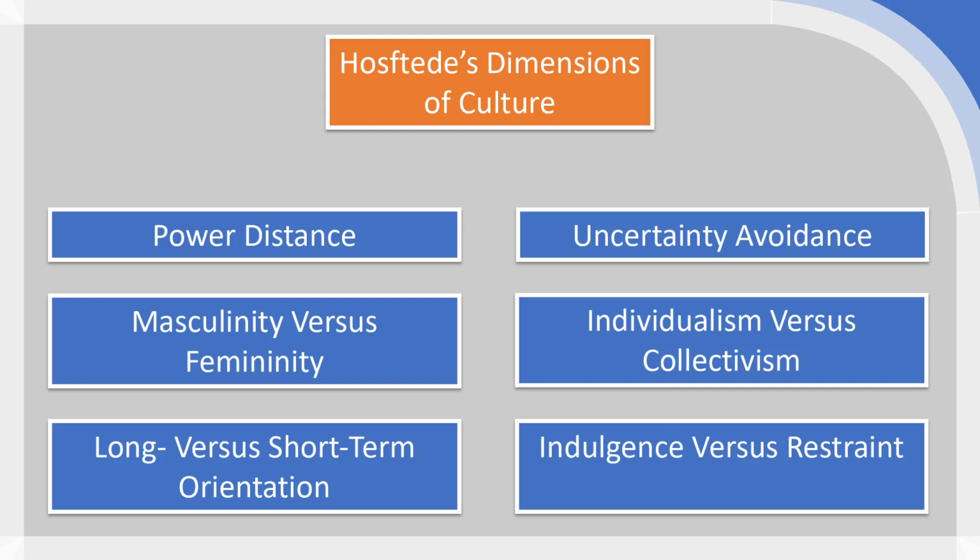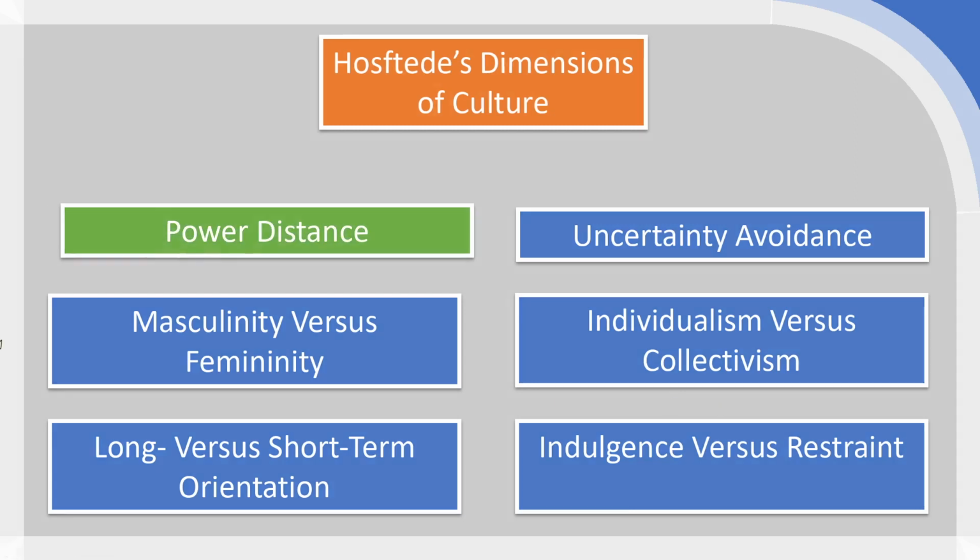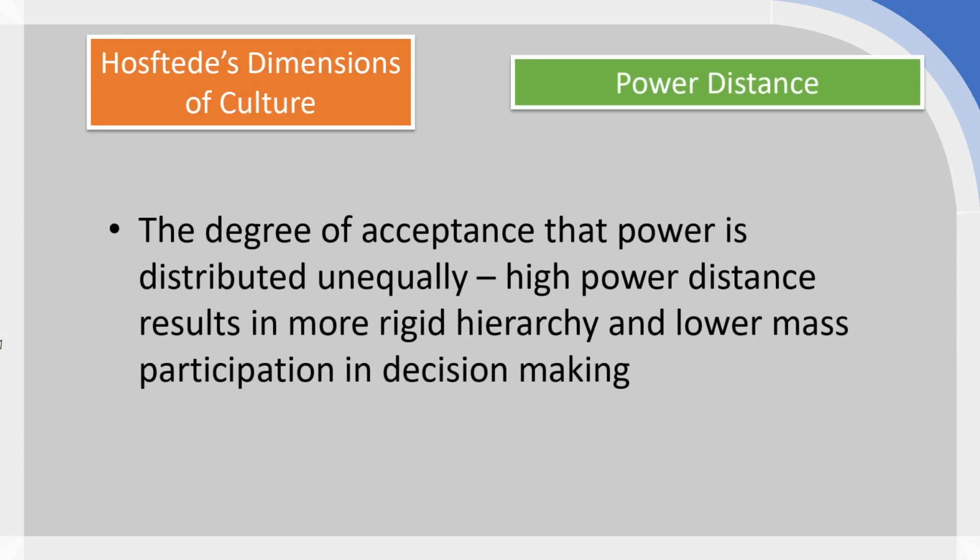If we start with the first, which is power distance, this effectively talks about the attitudes and the way power is understood within that particular culture. High power distance cultures have a high degree of acceptance that power is distributed unequally, and there will be greater distance between the decision makers within that society and ordinary people.